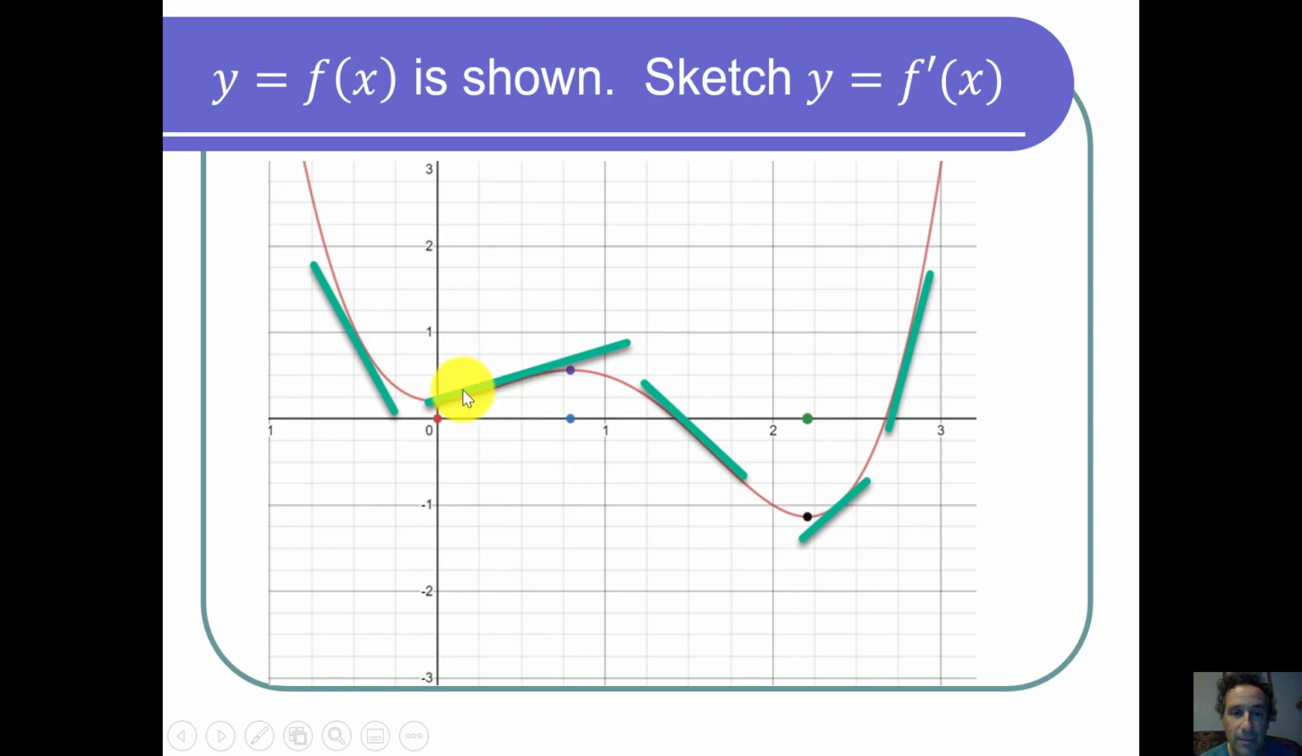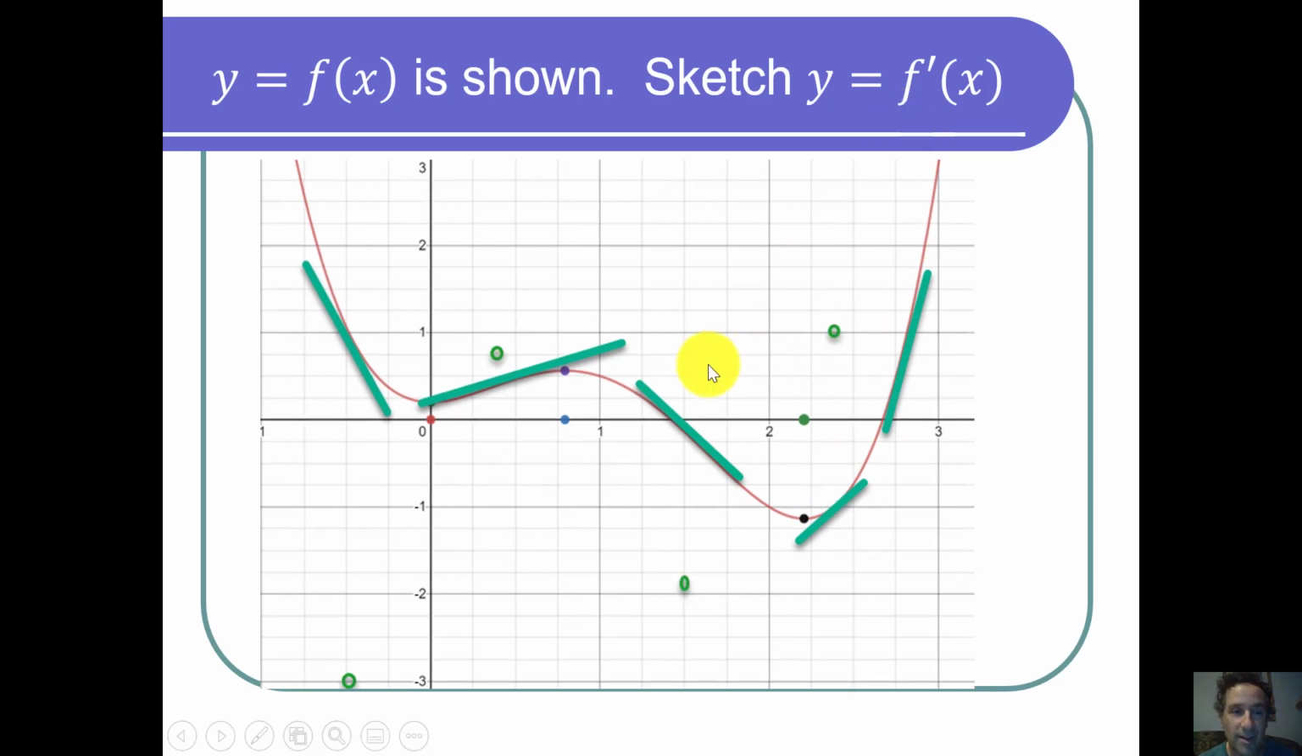Whereas over here, for example, I'm going upwards. So that means the derivative will be positive, but not that steep, so maybe around here. Then over here, the derivative is going to be negative because I'm walking downwards. That means I'm going to be lower, below the x-axis, but not nearly as steep as this one. And then over here, the derivative is positive because the slope is going upwards. That means the point will be up. And then over here, it's very steep, so it's going to be way up.